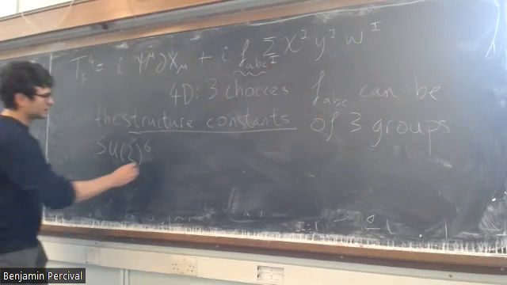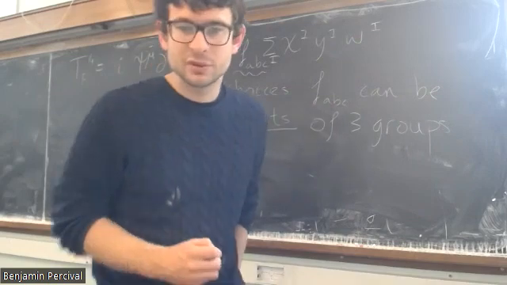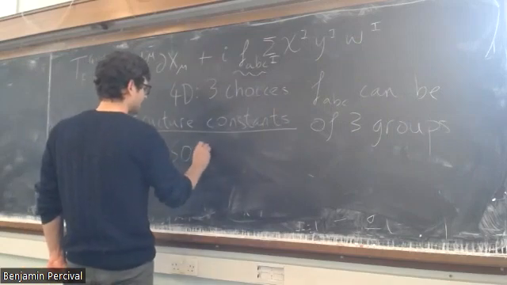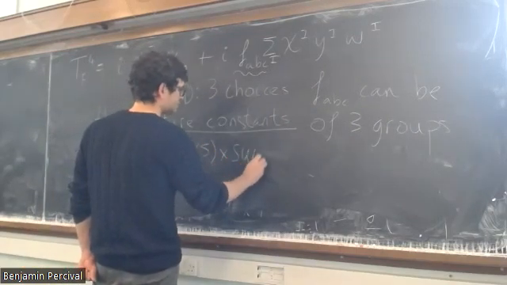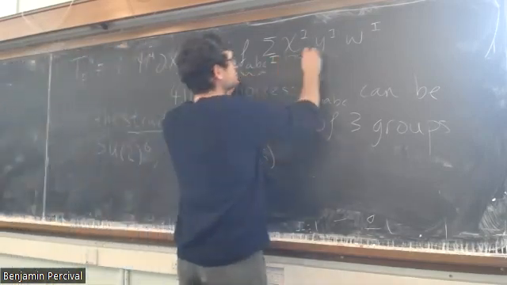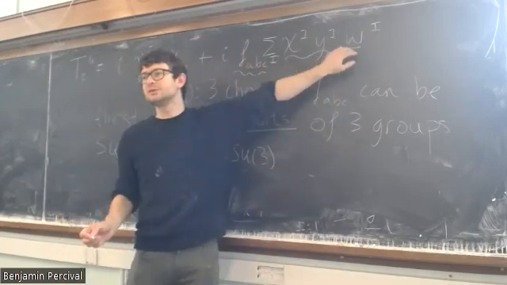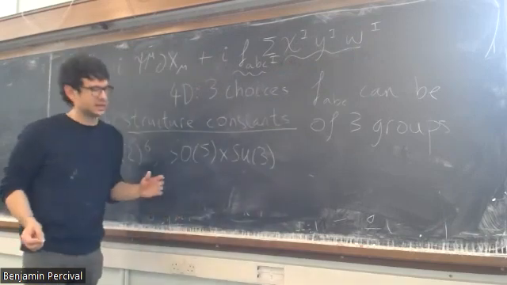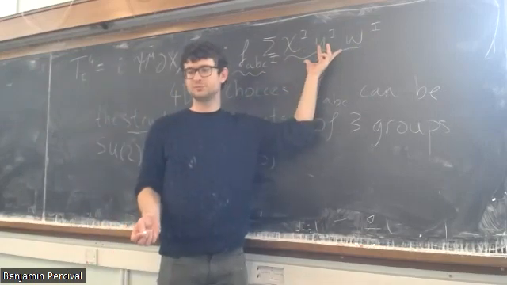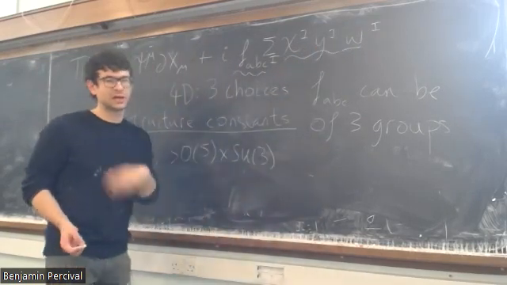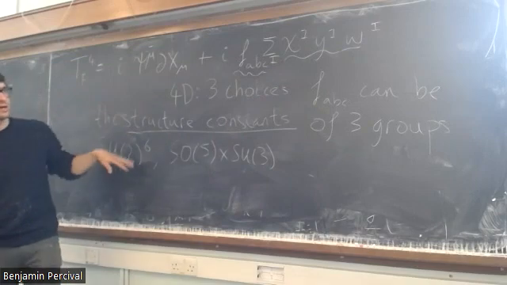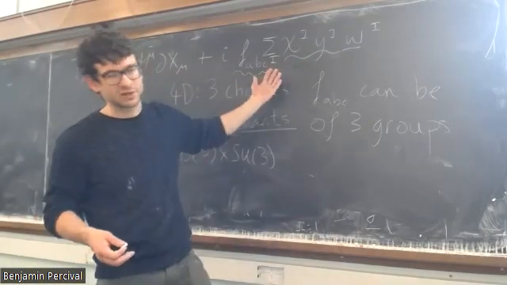and then SO5 cross SU3. And really, these are groups that relate to these chi, y, and w. These groups tell you what group these transform under, a bit like when we talked about the gauge sector transforming under a gauge group. There are 3 choices on how these can transform in order to have a consistent supercurrent.